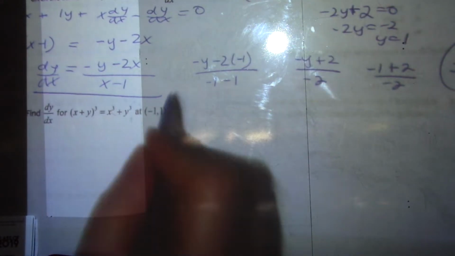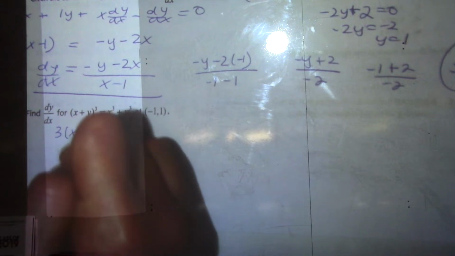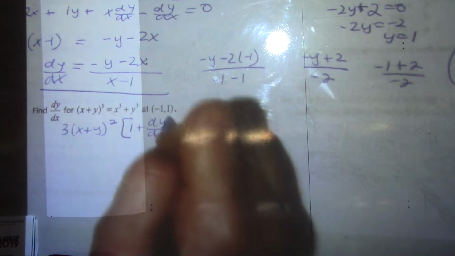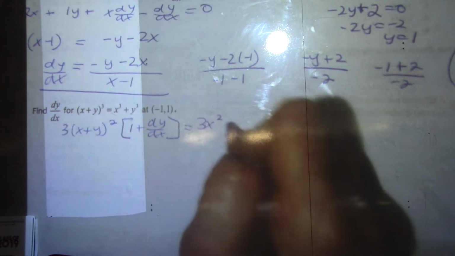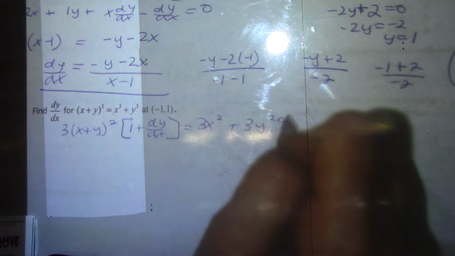Again, finding dy/dx at a certain point, so 3 times (x plus y) squared, times the derivative of the inside, equals 3x squared plus 3y squared dy/dx.